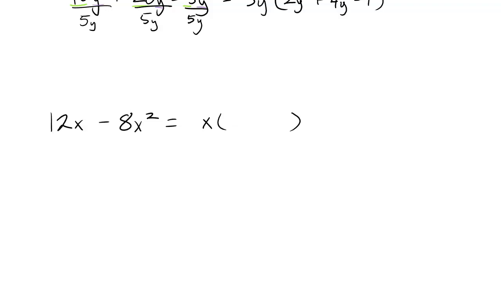How about numbers? What's the biggest number that goes into 12 and 8? Perfect. And then that would be considered the greatest common factor.